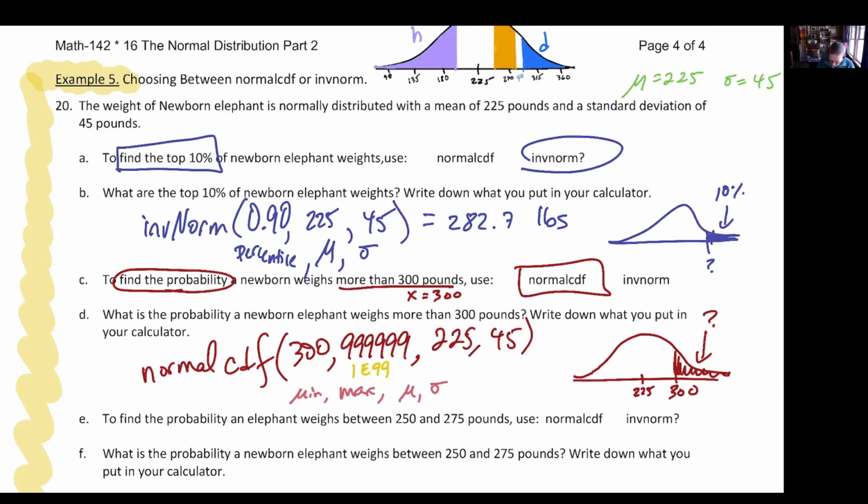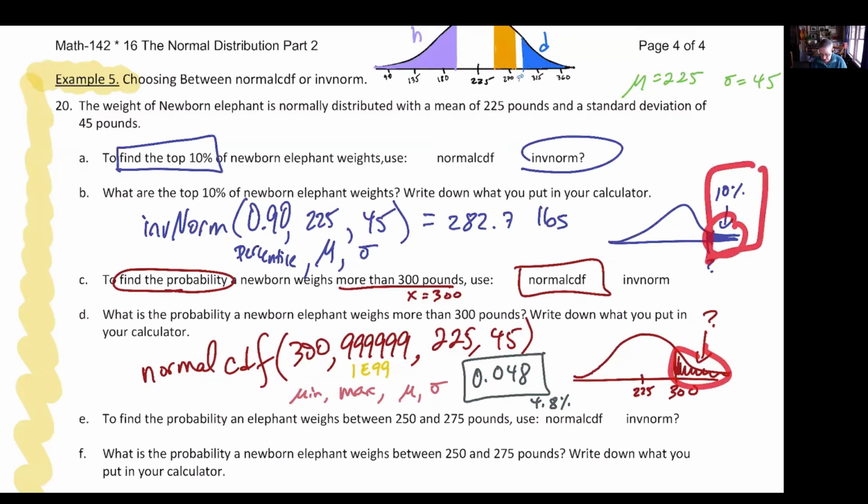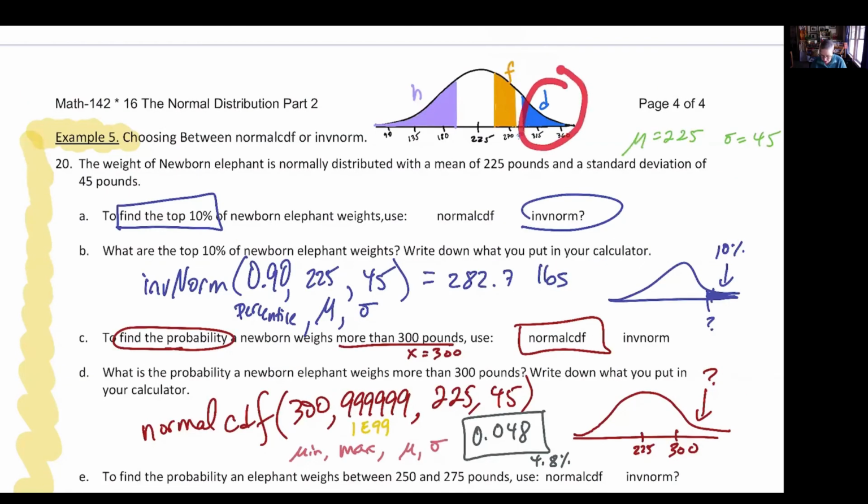Put that in your calculator and you get, let's see, what did I get? I got 0.048. Notice here, my graphs are not to scale, because this shows more area than this, but this is 10% and this is only 5%. So my graph is very inaccurate. Here's the area we found for D. And for part B here, part B, I mean.